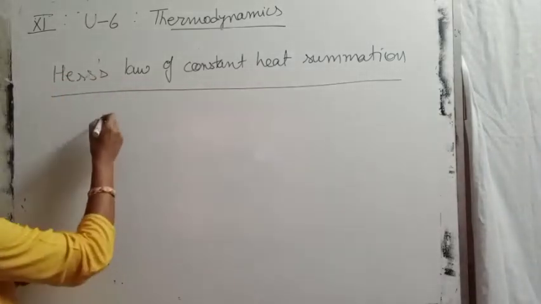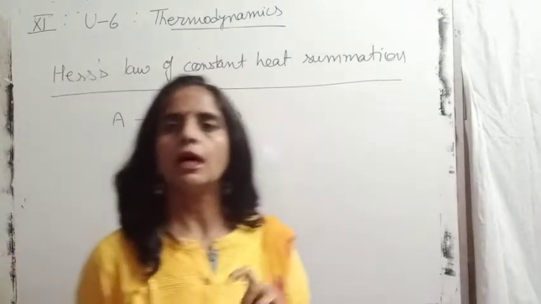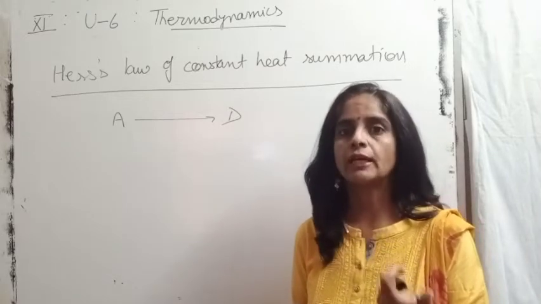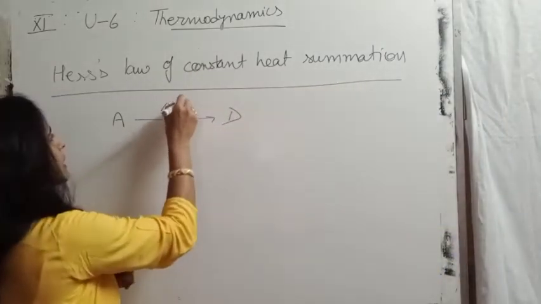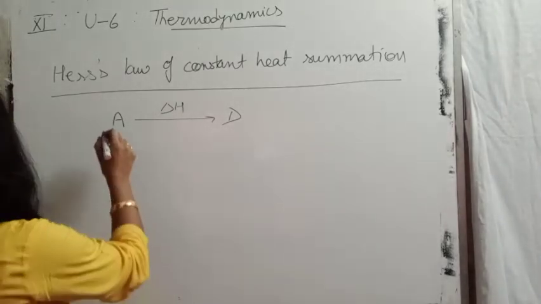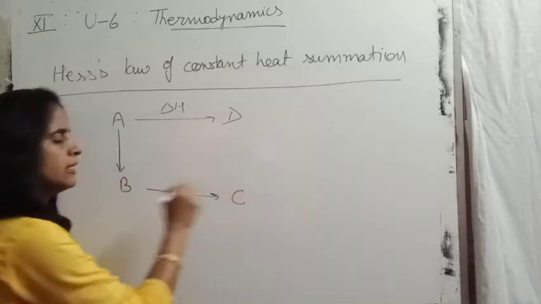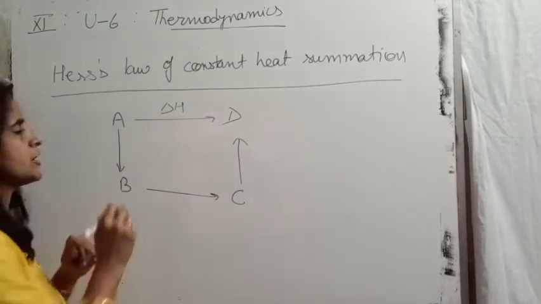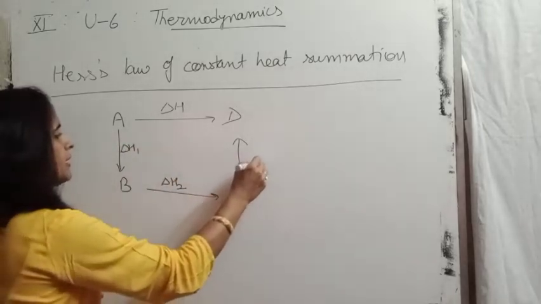For example, I am converting A into B and I want to know how much heat change is taking place during this conversion. So how do we calculate that heat change? Suppose I am taking the change of enthalpy during the process as delta H. Now the complete conversion process is supposed in this way. First A is converting into B, B is converted into C, and then C is converted into D. Now let us take the enthalpy change for each step as delta H1, delta H2 and delta H3.